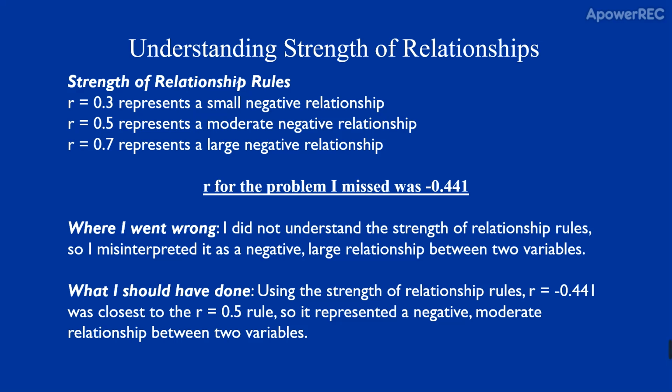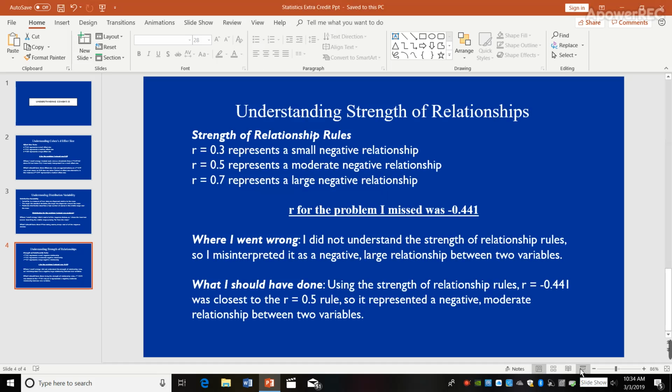But since my negative 0.441 was closest to the 0.5 rule, it represented a negative moderate relationship between the two variables. Hopefully that helped in your understanding of Cohen's D.